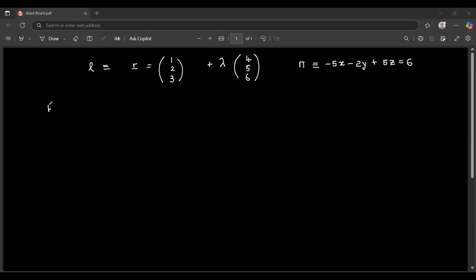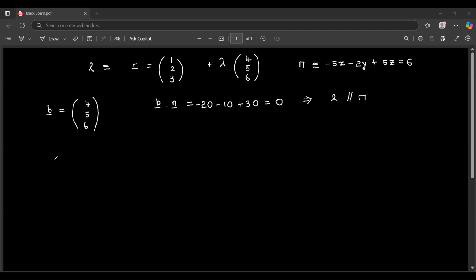Let's say B is equal to 4, 5, 6. So B dot n, we have to find that. So B dot n will be 4 into minus 5, minus 20, minus 2 into 5, minus 10, plus 5 into 6, it is equal to 30. So that is equal to 0. So this implies L is actually parallel to the plane phi.